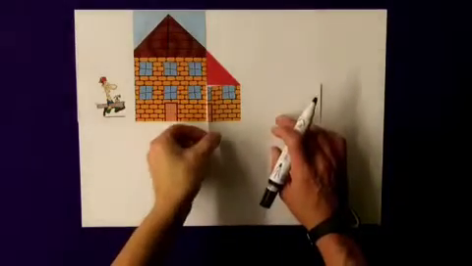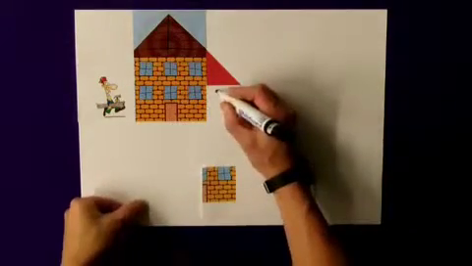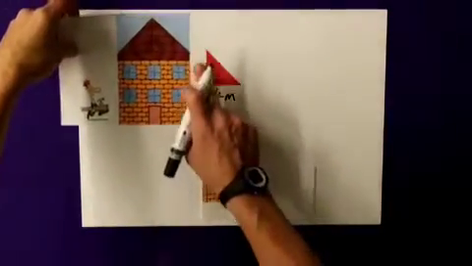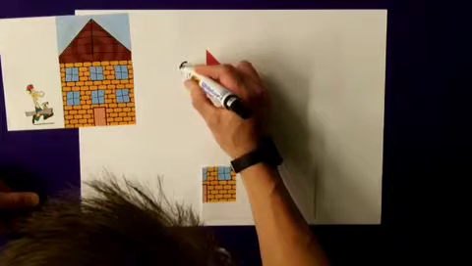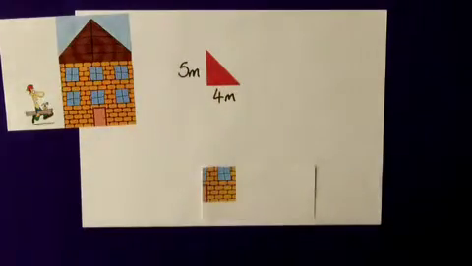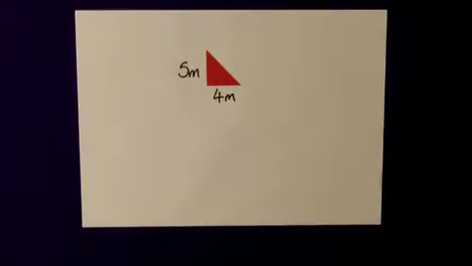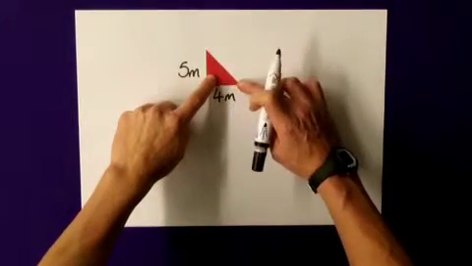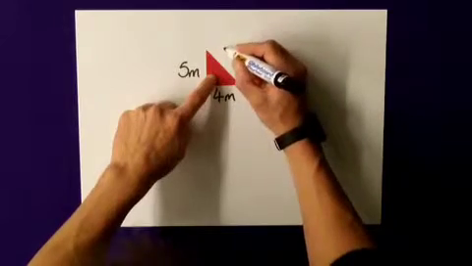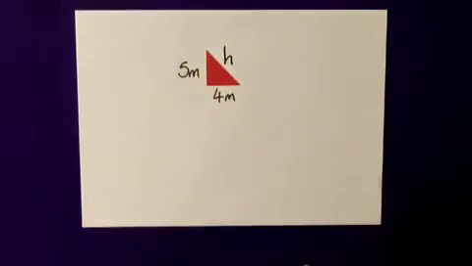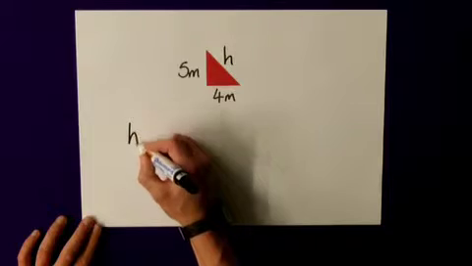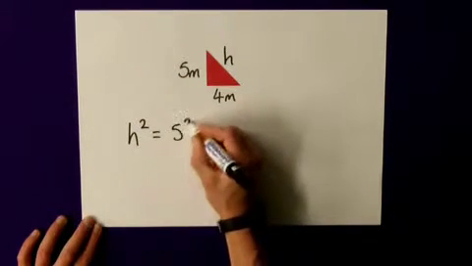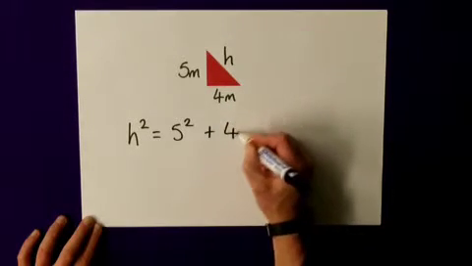Let's imagine I know the width of my extension to be 4 meters, and the height of my extension, where the roof is, to be 5 meters. Now I can use Pythagoras' theorem to work out the length of the piece of timber that I would need to form the slope on the roof. Now this is called the hypotenuse, and typically that's called h. Now Pythagoras discovered that h squared is equal to 5 squared plus 4 squared.